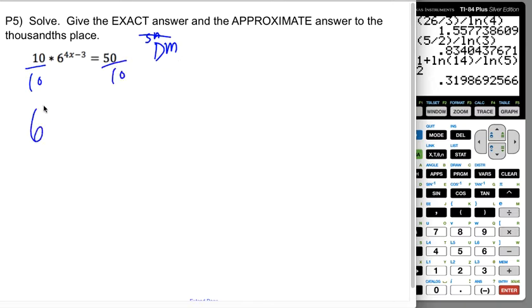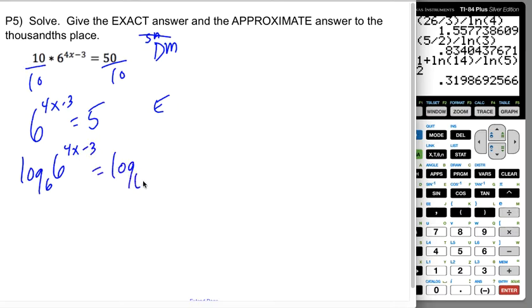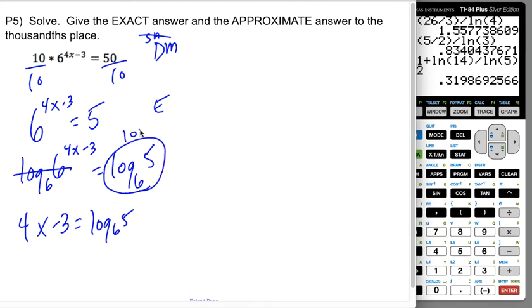So I get 6 to the 4x minus 3 is a 5, right? Then I deal with the exponent, which is going to be the log base 6 of 6 to the 4x minus 3 equals the log base 6 of 5. The log base 6 of 6 is gone. So I have 4x minus 3 is the log base 6 of 5. Again, I want you to remember that this thing is going to stay locked. You can't do anything to the 6. You can't do anything to the 5.